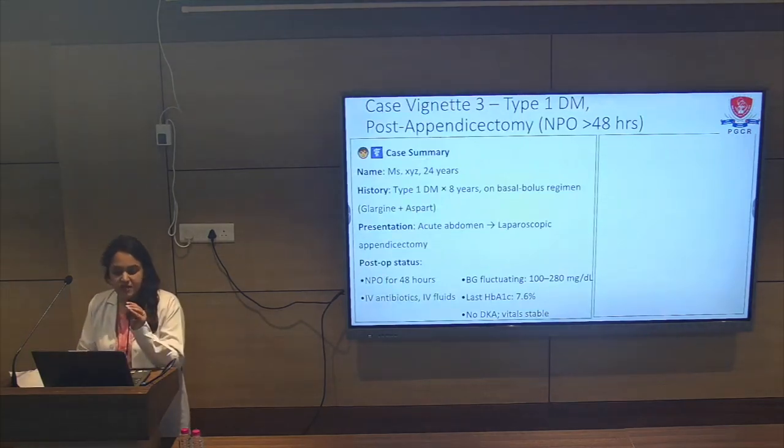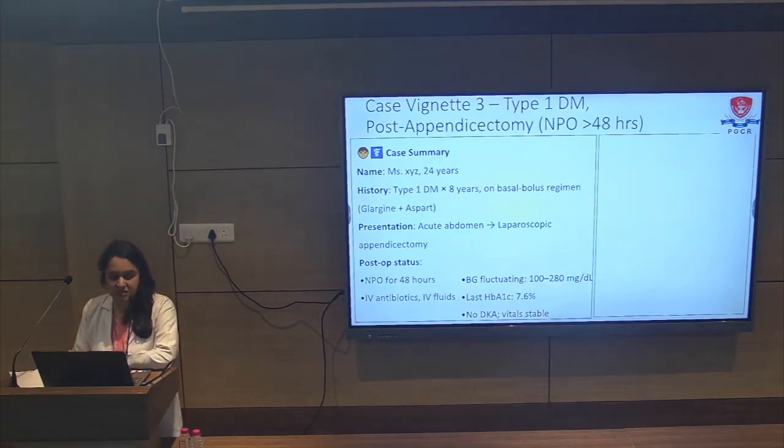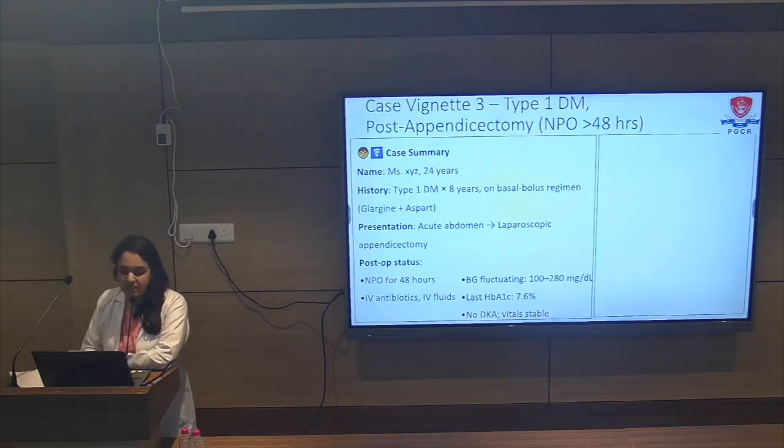Next case is of a 24-year-old female, known case of type 1 diabetes since 8 years on a basal bolus regimen. She presented with acute abdomen and underwent laparoscopic appendicectomy. Post-op, the patient has been nil per oral for 48 hours, and the blood glucose is fluctuating between 100 to 280 milligram per deciliter. The patient is not in diabetic ketoacidosis and the vitals are stable.